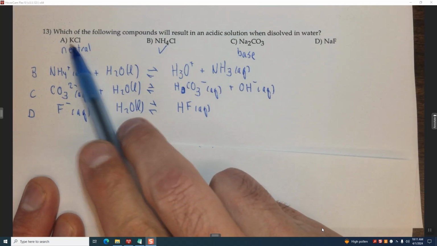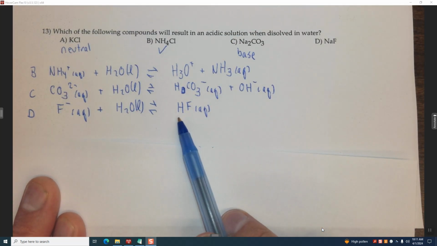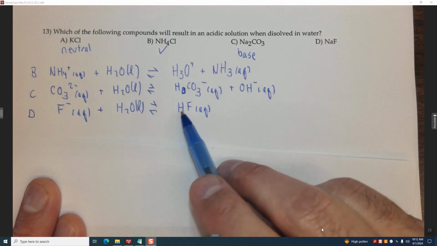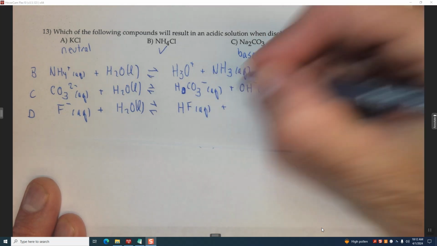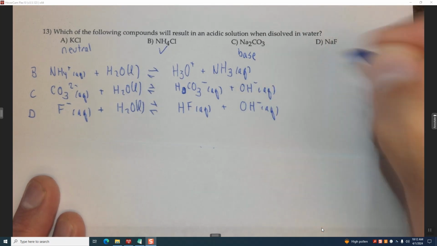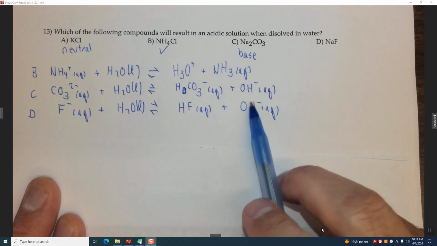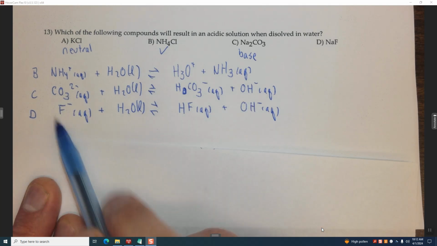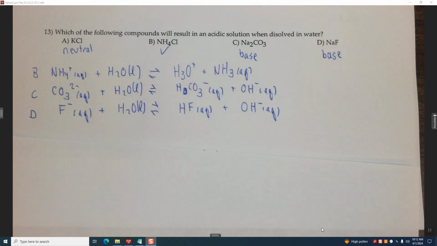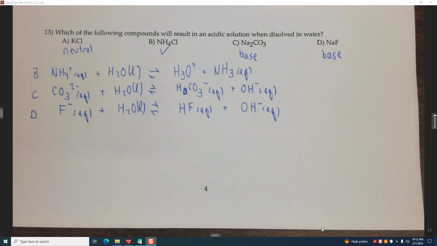Note that if you have Cl minus, you make HCl, which is a strong acid, and it's not an equilibrium reaction. That's why this one's completely neutral. But in this case, you make HF, which is a weak acid, plus OH minus, because you had to gain that proton. Again, you've increased the concentration of OH minus in solution by adding both of these things, making this a slightly basic solution. So the NH4Cl is the only one here that's going to end up with extra H3O plus in solution. So it's the only one here that's acidic.